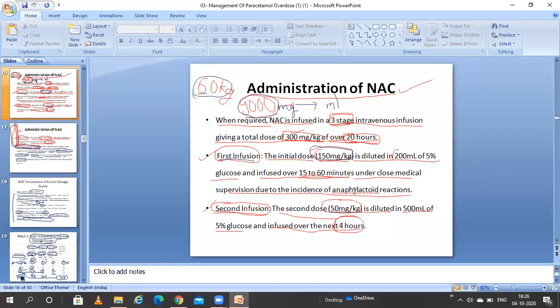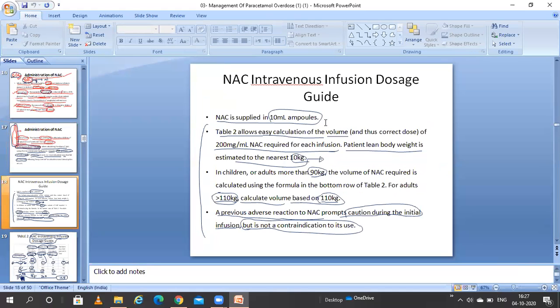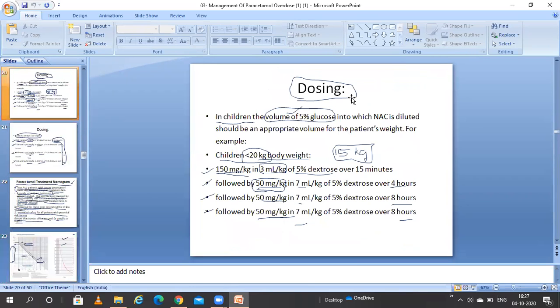Stage 1, initial dose, that is the first infusion 150, second 50, and the third 100 mg per kg. And because there is always a chance of calculation error, we have also discussed how to use the NAC IV infusion dosage guide. So this guide will help us to avoid the calculation error which can happen. And also we have discussed how to use this table. So no need to memorize the table, but you must know how to utilize this table.